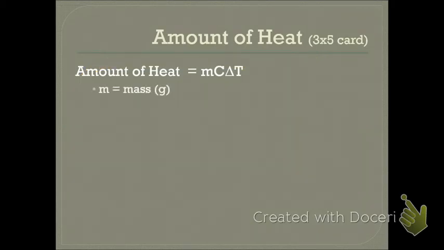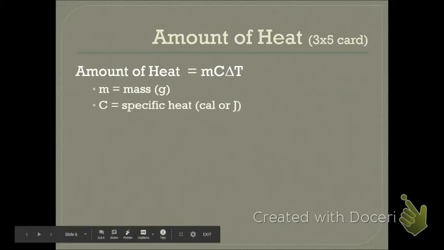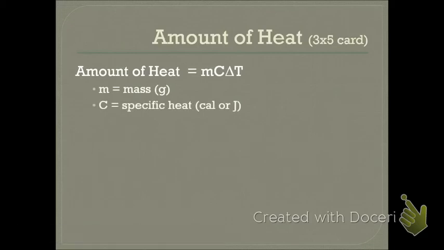M is for mass. Capital C, remember capital C is a specific heat. Whatever we're talking about, we could be talking about water, we could be talking about glass, we could be talking about sand. The specific heat is a capital C, and it can be either calories or joules. Delta T is a change in temperature. And notice the units that we use for all this. Mass is in grams.